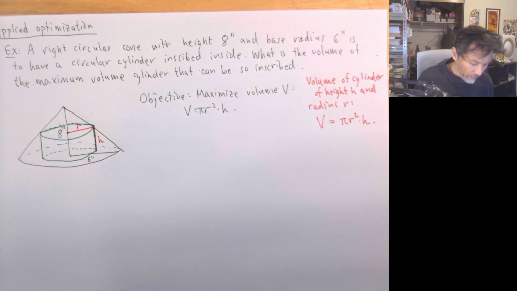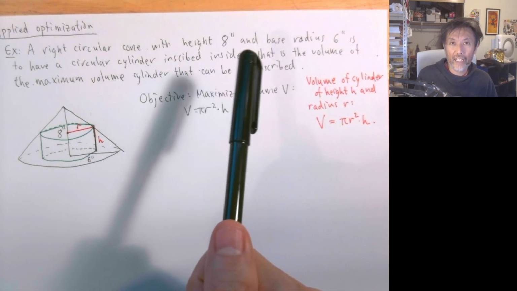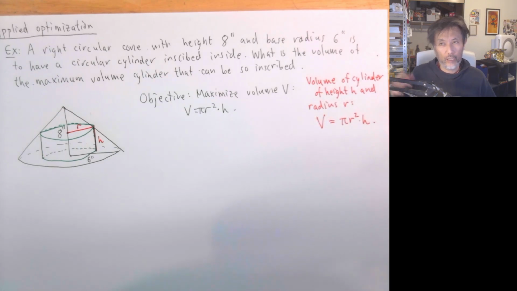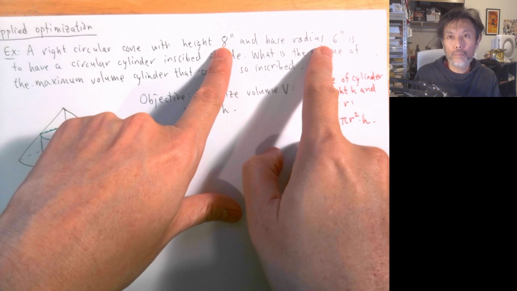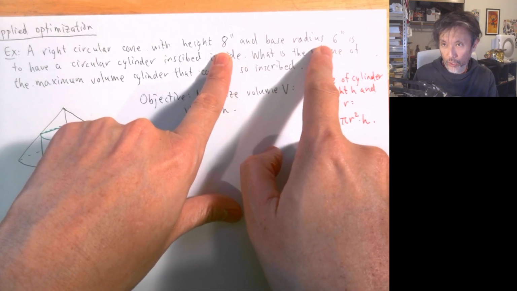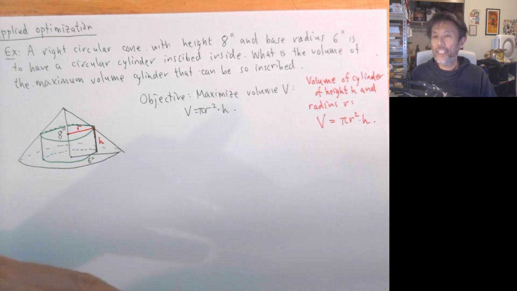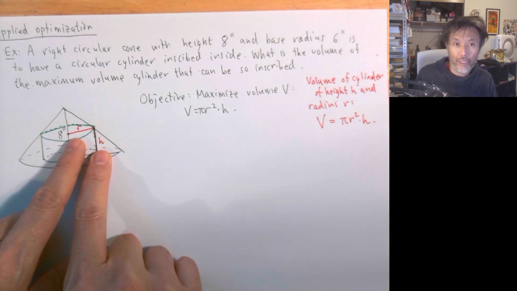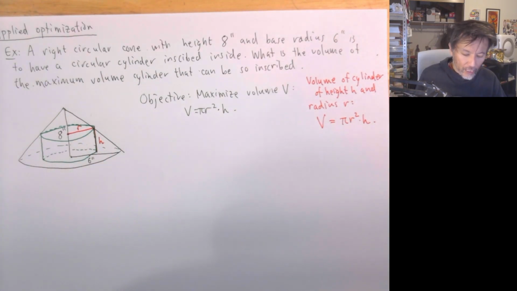Of course, we're given this critical information about the cone. The cone has height 8 inches and base radius 6 inches. Now, don't get all weird about it. Those are the specs for the cone, not for the cylinder. I'm just trying to keep it straight in your head, because we're also talking about H height and R radius, but that's for the cylinder. We need to figure out some kind of relationship there.